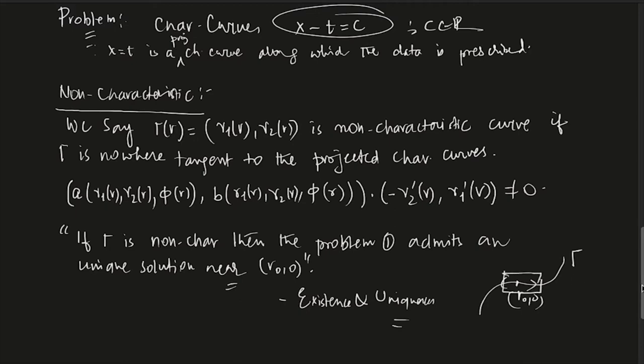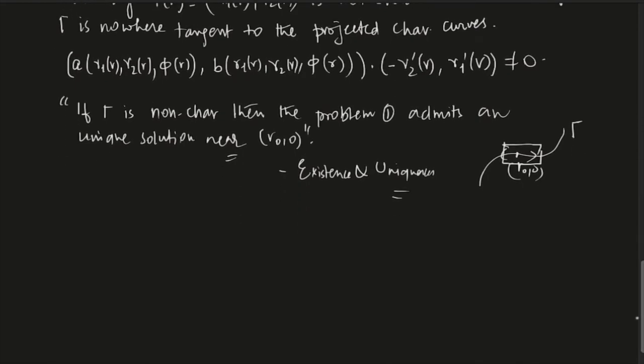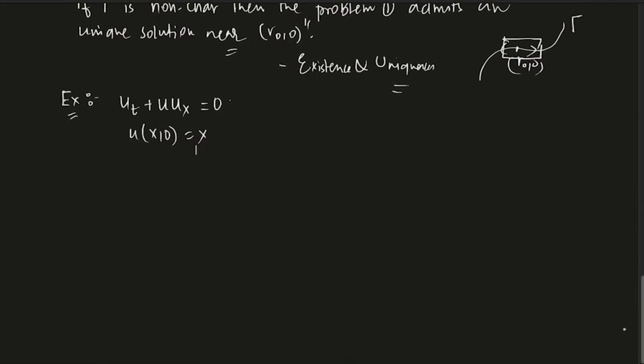Some neighborhood here. Okay, now so this is the case. So let's say you are given a problem. First of all, how do you solve a quasi-linear equation? So let us take up an example and see how do we solve it. Example, let's say u_t plus u u_x equals 0, and u at the point (x, 0) is x. Let's take this equation and let's see how to deal with this problem.